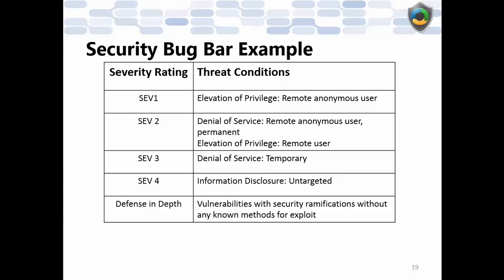So you can see we've got some different areas in here, some different severity ratings. They go from highest, which is Sev 1, to lowest, which is defense in depth. Now the highest is number 1 there, and you'll notice elevation of privilege, because if you can elevate privilege where an anonymous user can act, for example, as an admin, that's about as insecure as you can make it be.